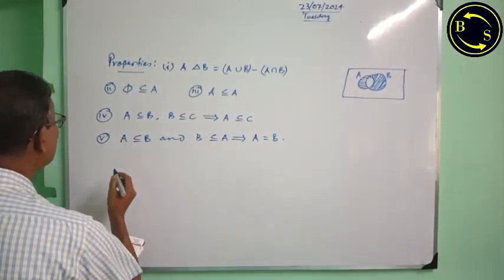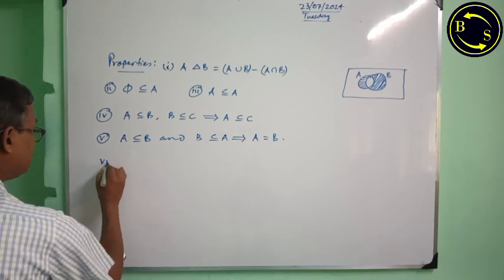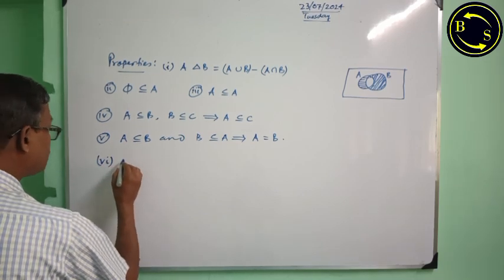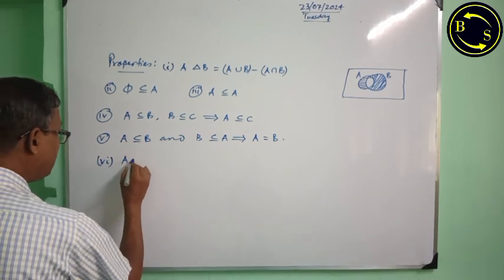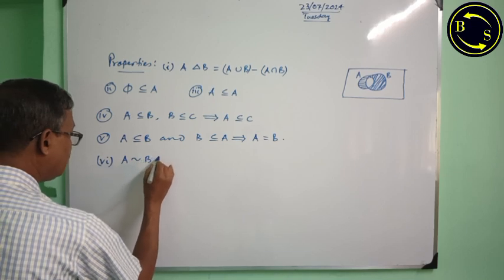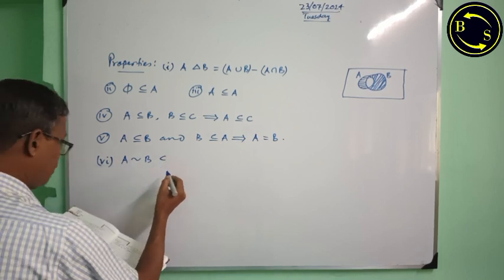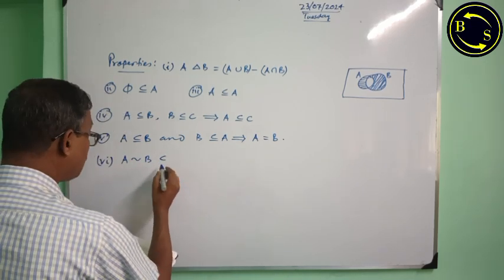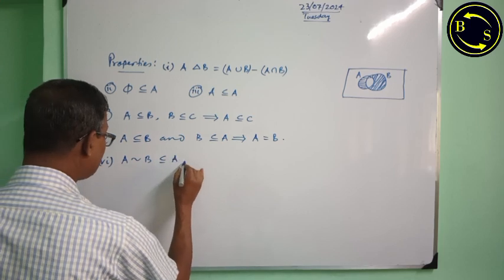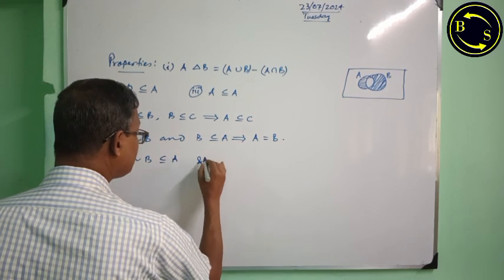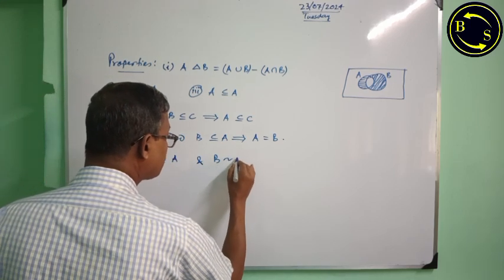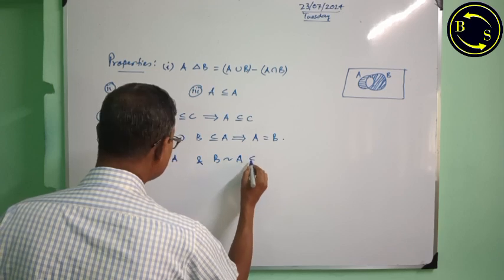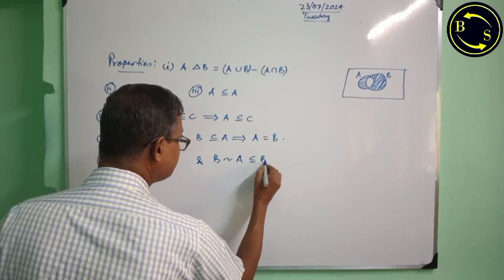Next observation or property, difference of two sets A, B, that is of course subset of A, and B difference A is subset of B.